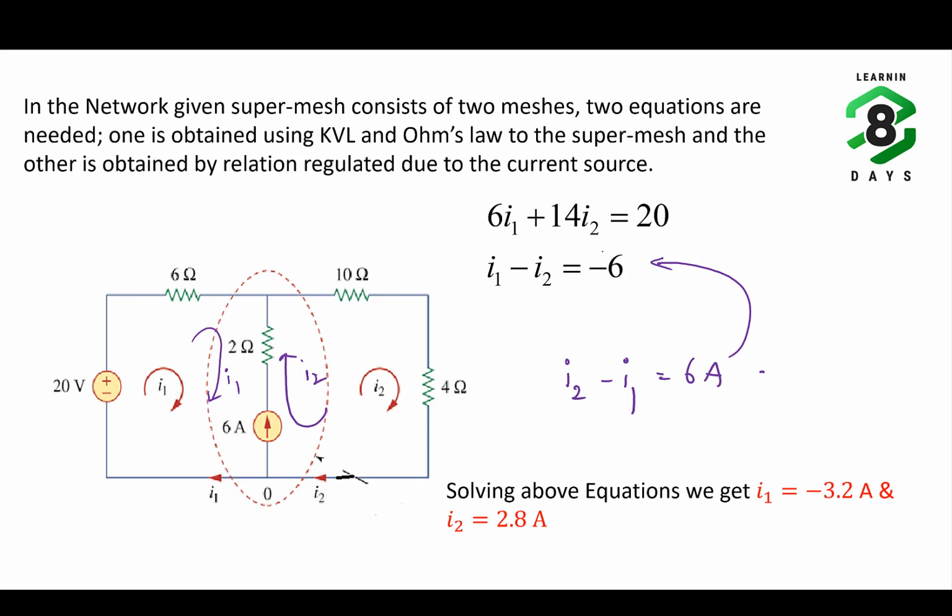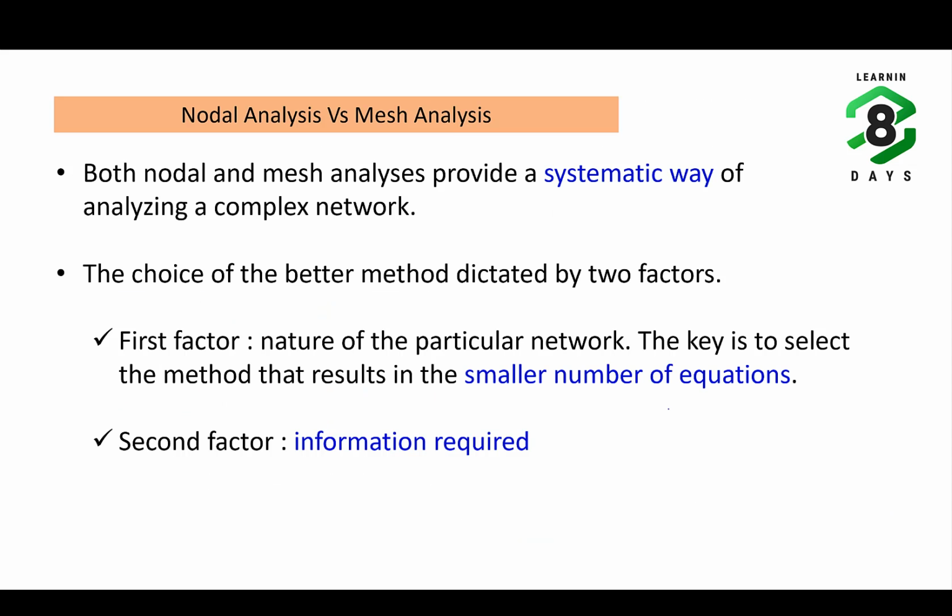Because two variables are there, we require two relationships, two equations, to solve the variables. If you solve these two equations, you are going to get I1 as minus 3.2 ampere, I2 as 2.8 ampere. So these values you can substitute in the equations.